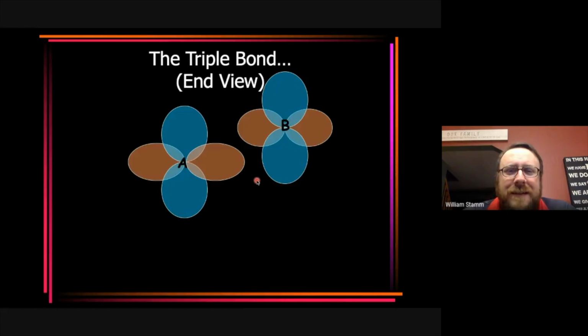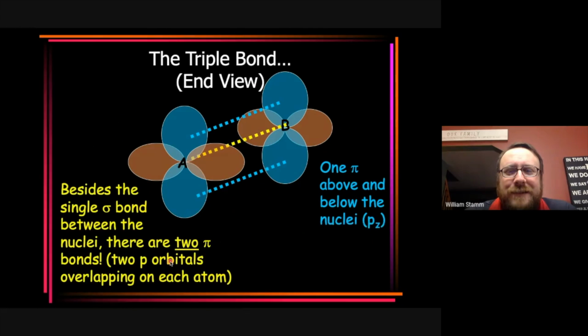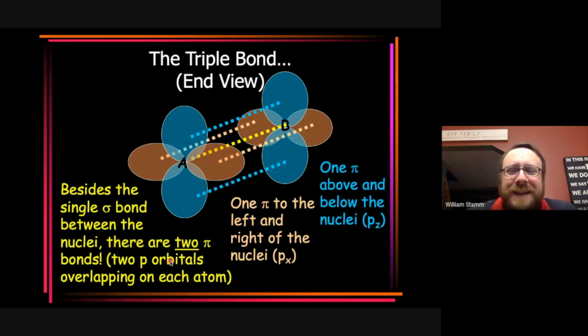Okay, so this is another view of it. There's your sigma, there's your first pi, and there's your second pi, and it just holds together. So 3 separate bonds: sigma, pi, and 2 pi.